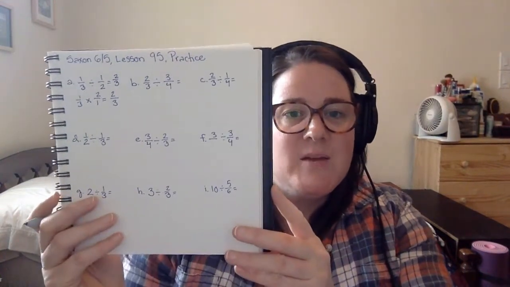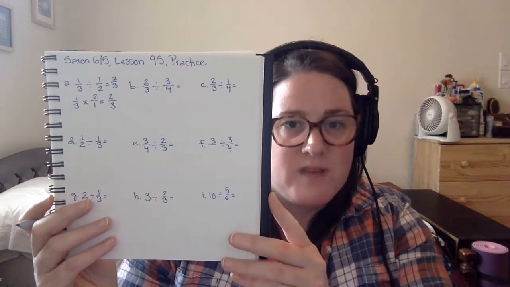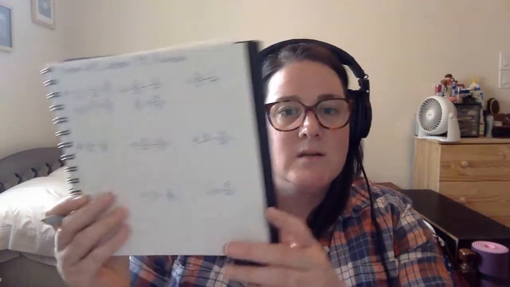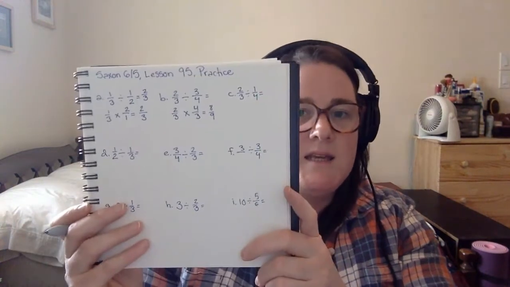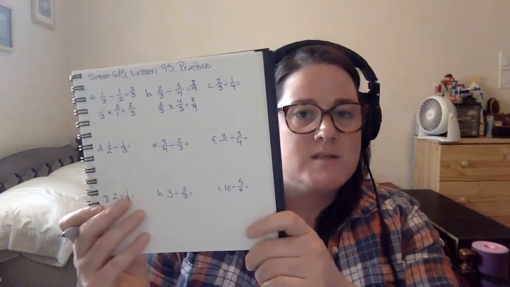See? My second problem, B, is 2/3 divided by 3/4. So 2/3 stays the same. My first fraction remains. My division becomes multiplication. 3/4, I want to use the reciprocal, 4/3. My new equation is 2/3 times 4/3, which gives me the fraction 8/9. So 2/3 divided by 3/4 equals 8/9.